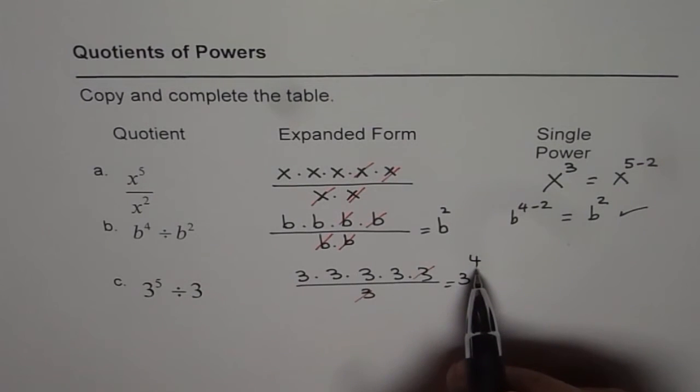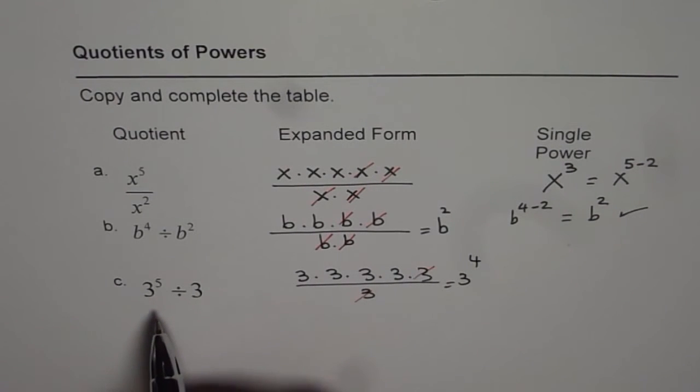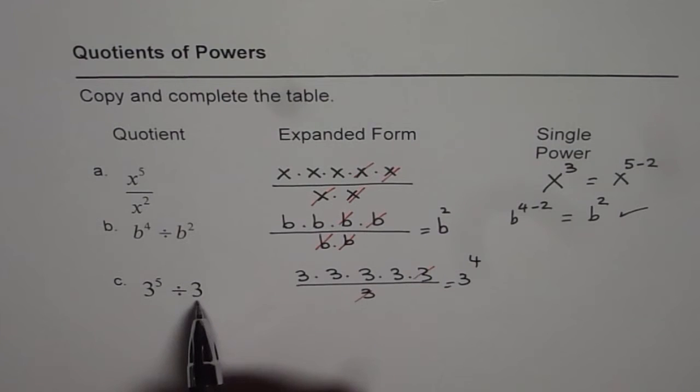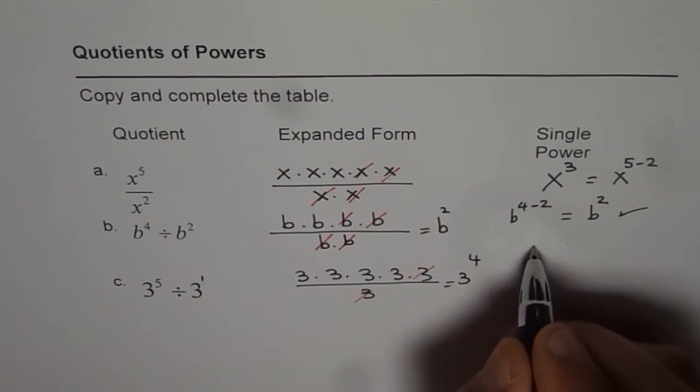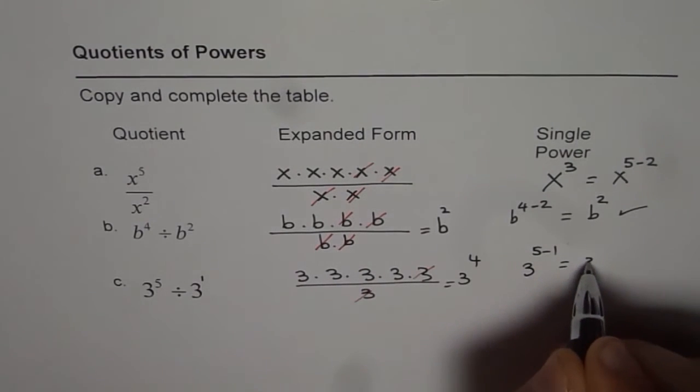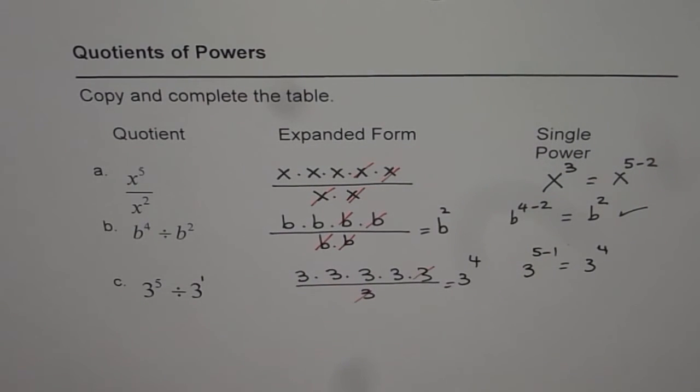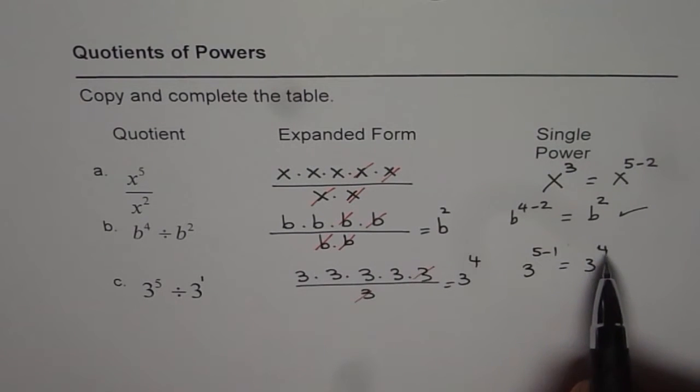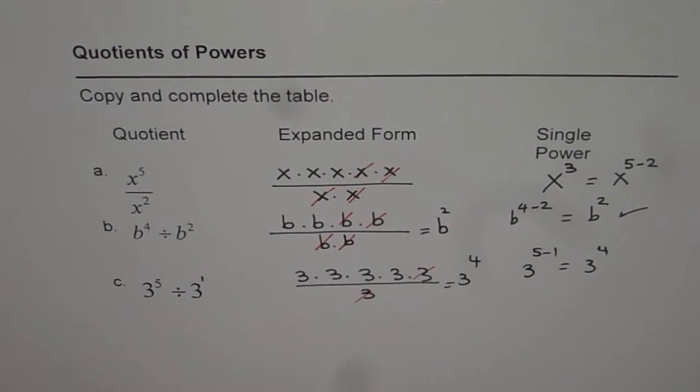Do we get the same answer using quotient rule? Well, if I write the number itself, it means it is to the power of 1. So we get 3 to the power of 5 minus 1, which is indeed 3 to the power of 4. So as a single power, I can always write this as 3 to the power of 4. I hope this example helps you to get a very clear picture about the quotient rule.